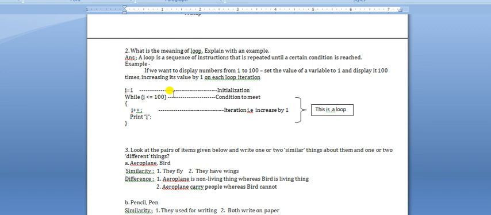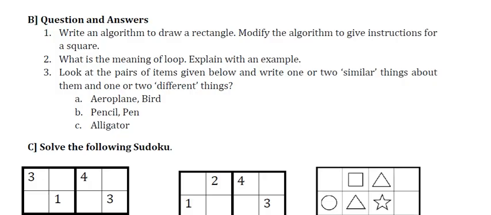Here I have used a while loop. So you can see the initialization, the condition to be met, and the iteration that is increased by 1. Question number 3. Look at the pairs of the items given below and write 1 or 2 similar things about them and 1 or 2 different things. So here we are going to see the similarities and differences of the two things.